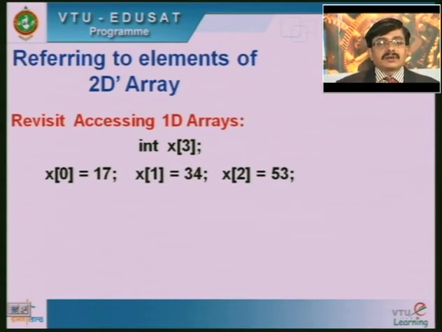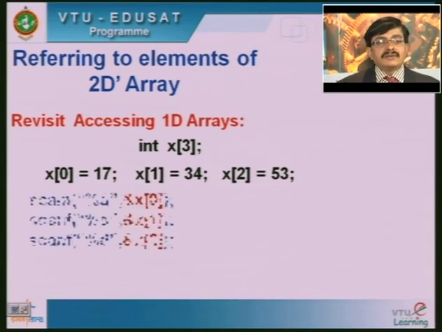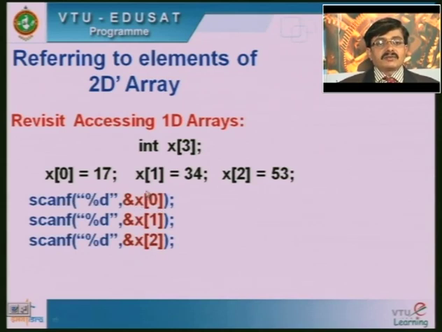Sometimes if you want to read values for the array elements from the keyboard, then we use the scanf statement like scanf %d ampersand x of 0, which provides the address of the 0th element, the address of the first element, the address of the second element. Likewise we provide the address to read the values for the array elements x of 0, x of 1, x of 2 in this context.